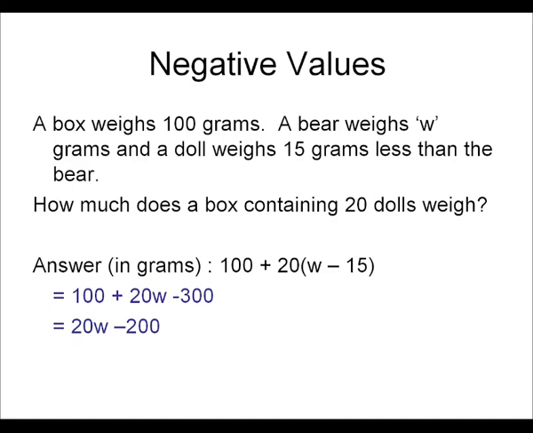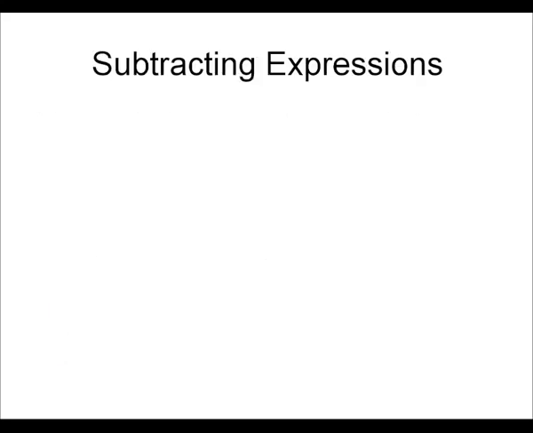This is actually going to be a positive weight, but the expression has negative values in it, and that becomes important in the next section that we're going to be looking at. We can also write that as minus 200 plus 20W. The order isn't that important. 20W minus 200 or negative 200 plus 20W means the same thing.